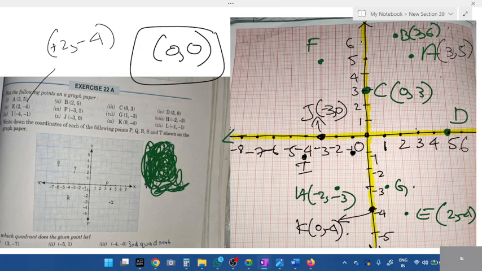Any doubts in plotting? Point, axis, coordinate, origin, students. Did all of you understand the graph? Okay, we'll do one more. After that I'll give a break. I'll conduct the class up to 10:15 or 10:30. Okay.